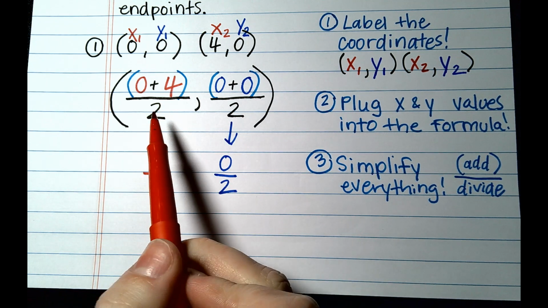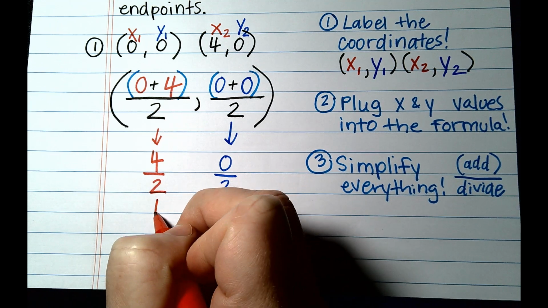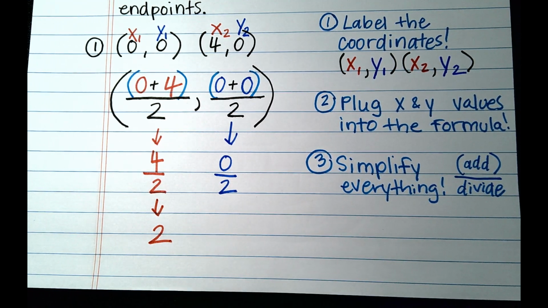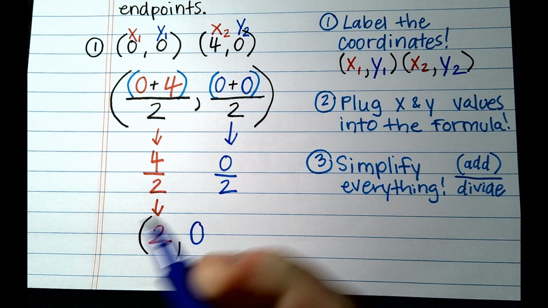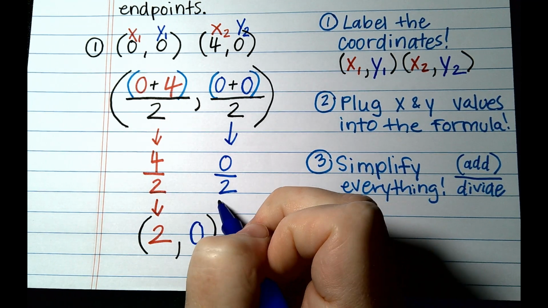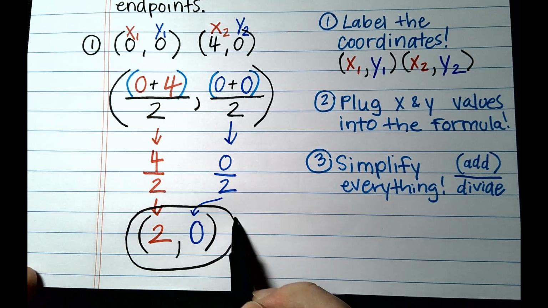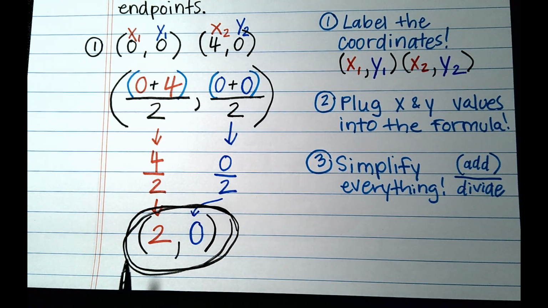Okay, so let's go back to x's. What's 4 divided by 2? 2. So that's our x value. And what's 0 divided by 2? 0. And that is our answer. Not too bad. If you'll notice, in the picture we drew at the top of these notes, the midpoint we said was 2, 0, and look here, we found the same thing with the formula. So it works.